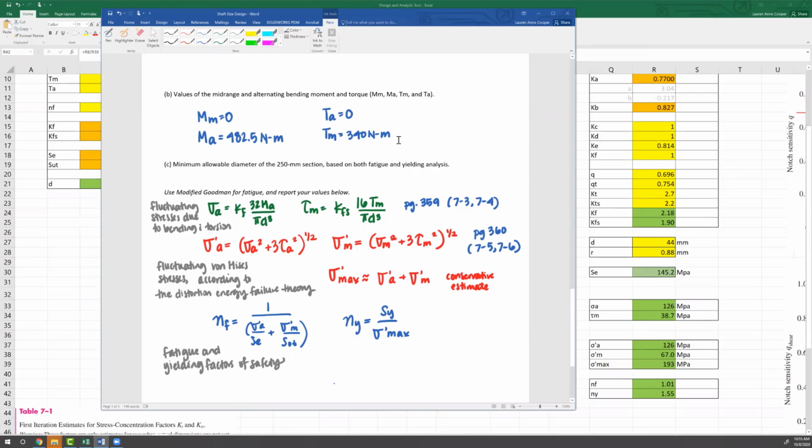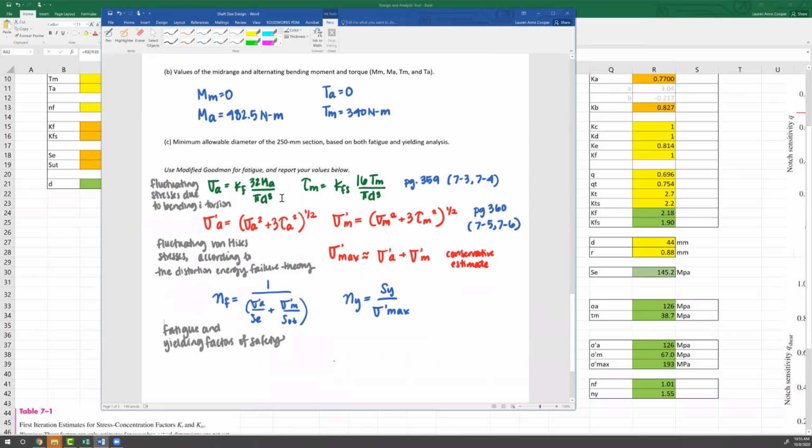Okay, so let's finish up the problem. We're asked to find the minimum allowable diameter of the 250 millimeter section based on both fatigue and yielding analysis. We did the fatigue part, and now we're going to check the fatigue and yielding actual factors of safety. I'll try to step you through this line by line.